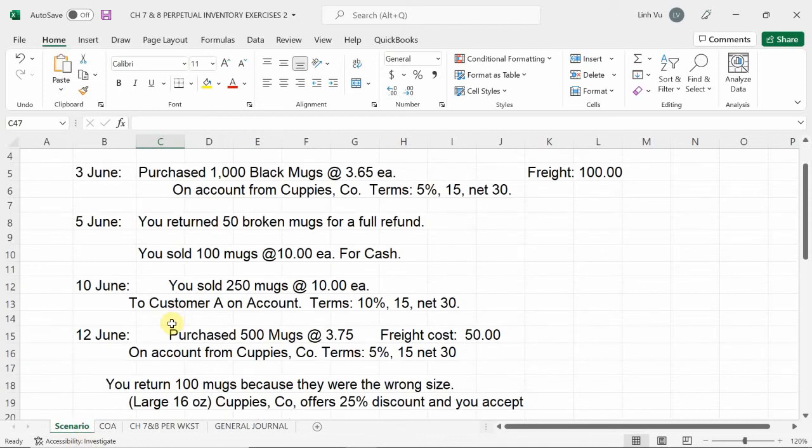So then on June 10, you end up selling 250 mugs at $10 each to customer A on an account. And you gave customer A terms of 10% if they pay within 15 days. If not, they owe the whole thing in 30. Okay? So in this case, June 10, we end up selling 250 mugs to customer A. Okay, on an account.